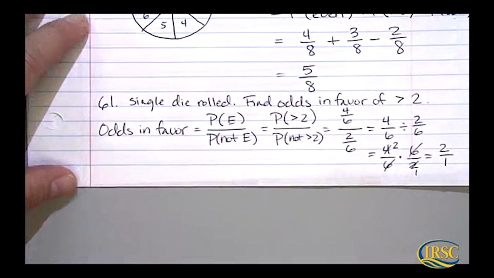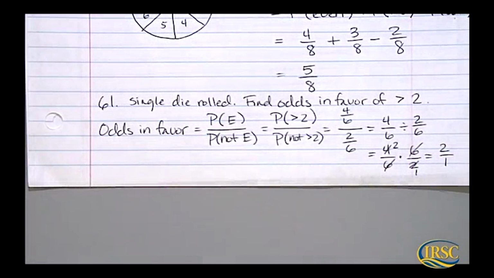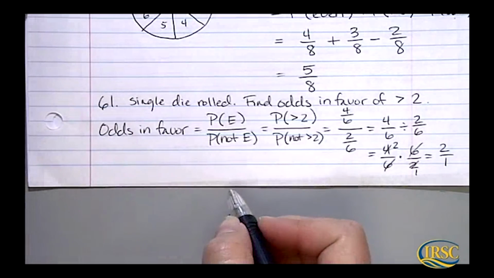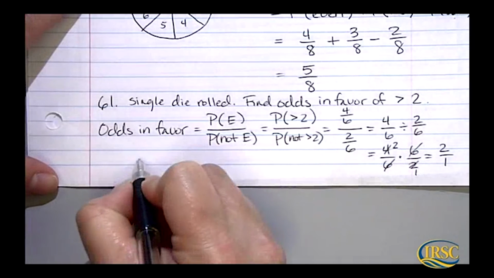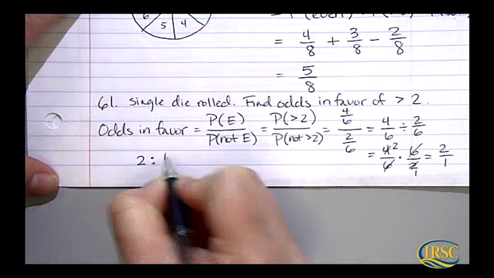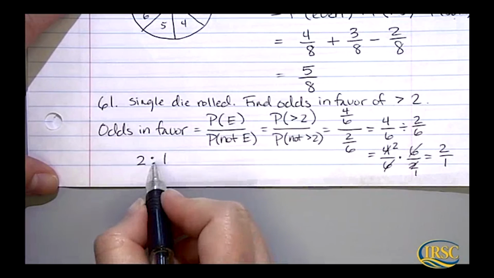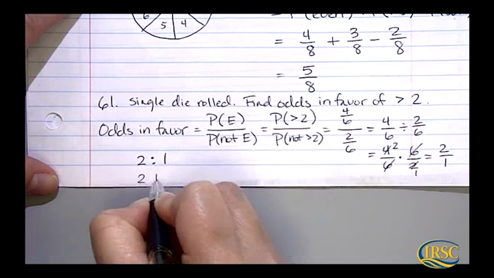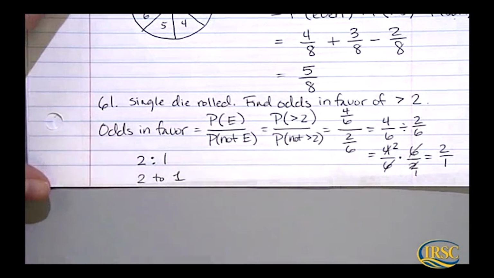Now you need to leave your answer not in the form of a fraction, because you're not going to write it as a fraction. You're going to write it either in words or with the colon in between the numbers. So in my answer key, it has 2 colon 1, the odds in favor, but this is the same as saying 2 to 1.